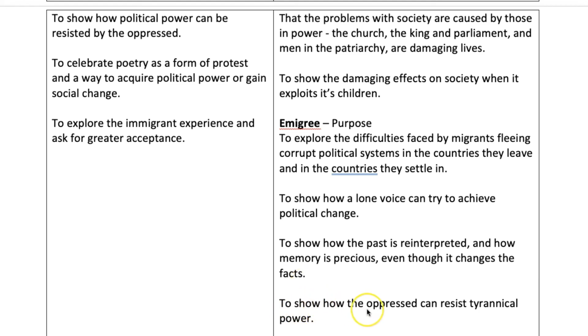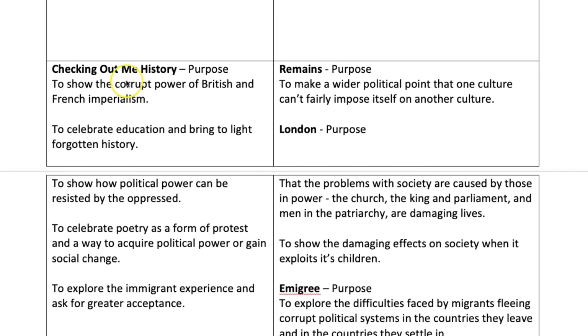And again, it shows how the oppressed can resist tyrannical power, just as she does at the end of her poem and he does at the end of his. So this is a really, really strong comparison. Now, because I can already talk about the structure and form of this poem, I can afford to compare it to Emigre if I want to. Yeah, I definitely need that with one poem.